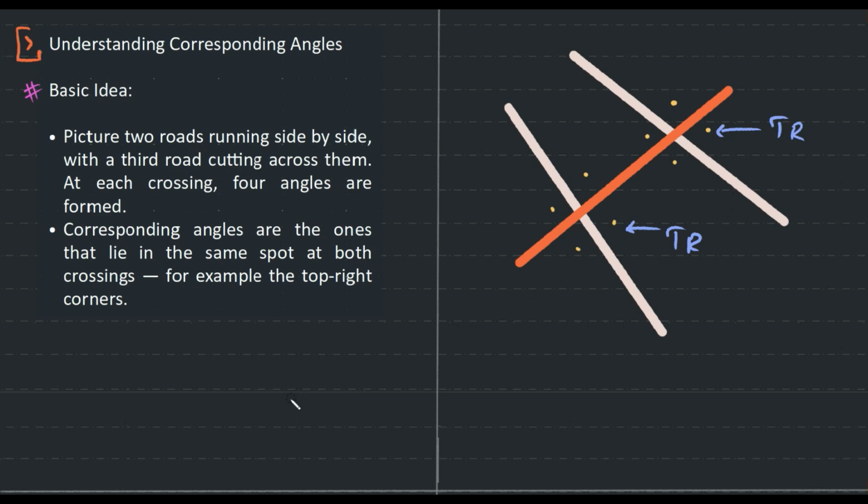So can you mark the other corresponding angles? This will be top left, top left. This is bottom right, and here we have bottom right. And the fourth one, let me also write it. Bottom left, and this is bottom left. So all these are your corresponding angles, as simple as that. Done.